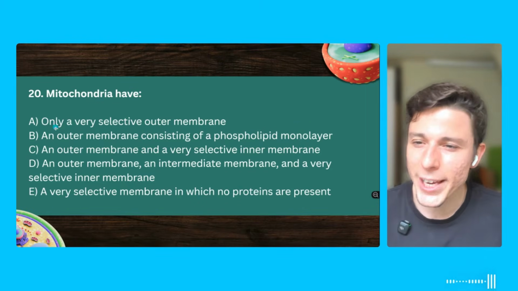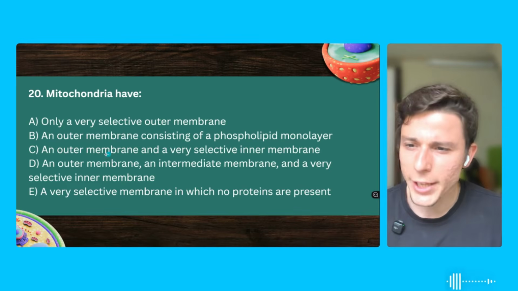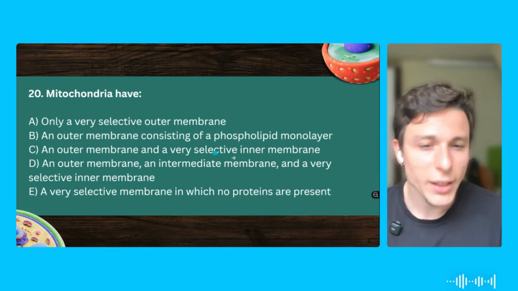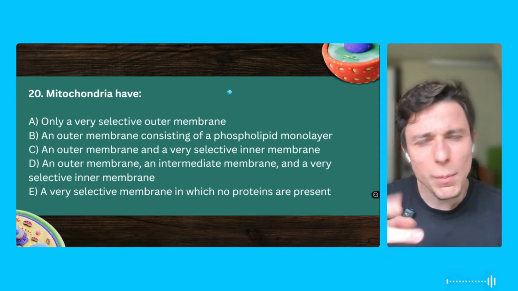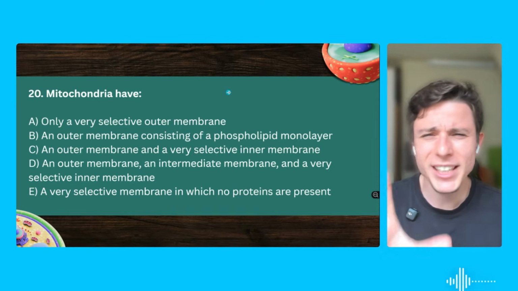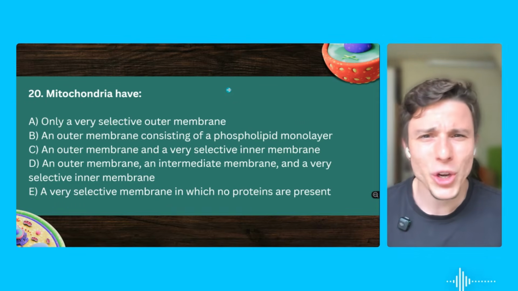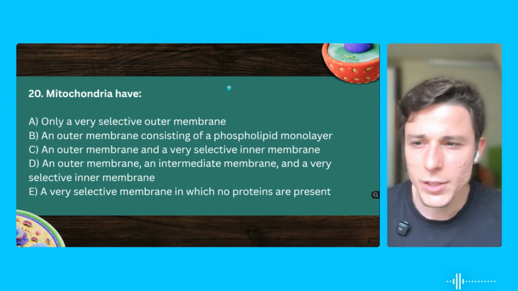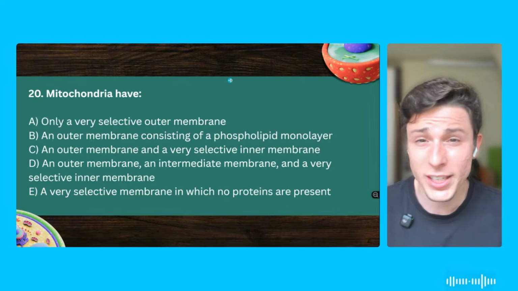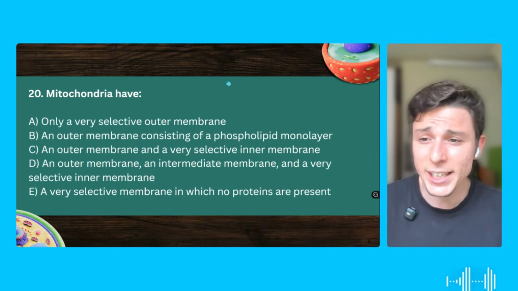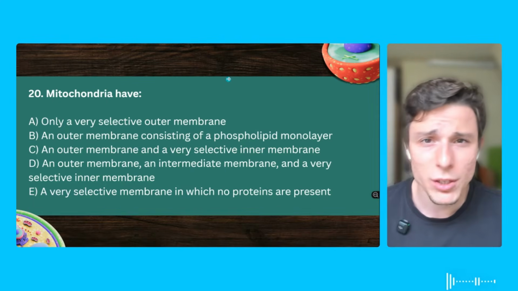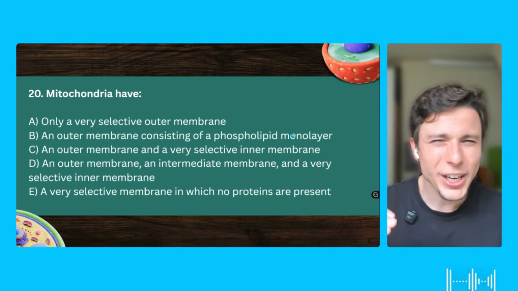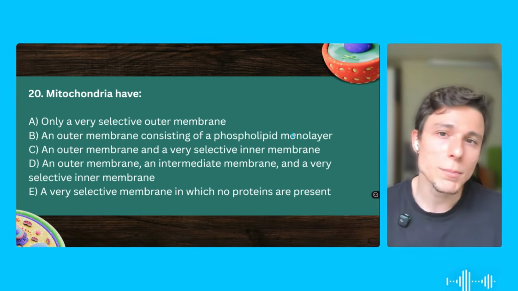So this leaves us with letter A, only a very selective outer membrane, and letter C, an outer membrane and a very selective inner membrane. So they're kind of the opposite of each other. But if you may, let's remember that inside of the mitochondria, there are so many things going on. We have oxidative ions there. We have the cytochrome C, for example, that if it's released from the mitochondria, it stimulates a reaction of apoptosis. And that's not interesting. So the inner membrane has to be very selective to decide what comes in and what goes out.